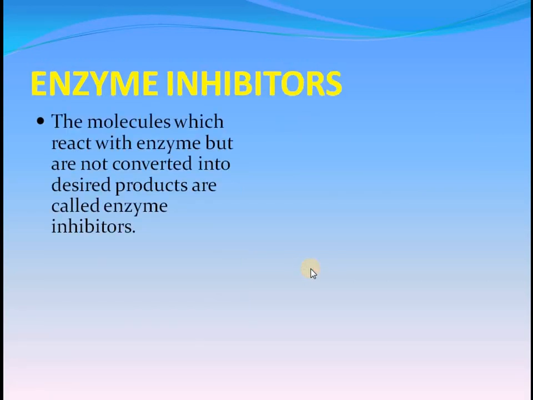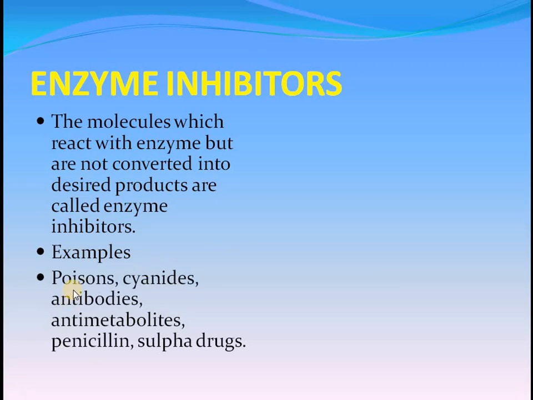Enzyme inhibitors. What are enzyme inhibitors? The molecules which react with enzymes but are not converted into desired products are called enzyme inhibitors. Those elements which inhibit the enzymes from completing their reaction are known as enzyme inhibitors. For example, poison, cyanides, antibiotics, antimetabolites, penicillin and sulfur drugs.